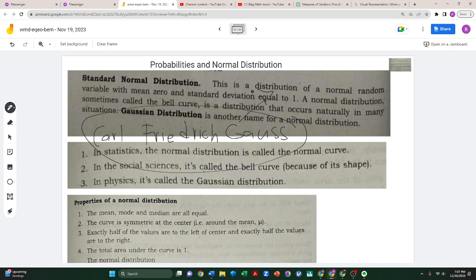Carl Friedrich Gauss, a German mathematician, made significant contributions to statistics and probability theory in the 18th and 19th centuries. He studied the properties of the bell-shaped curve that is now known as the normal distribution, as you can see here. However, the term normal distribution itself was popularized by Sir Francis Galton, a cousin of Charles Darwin of the theory of evolution, in the late 19th century.